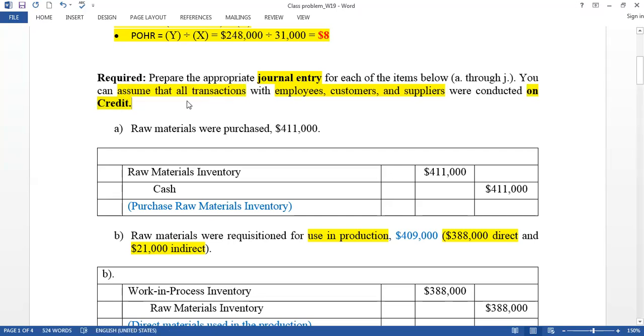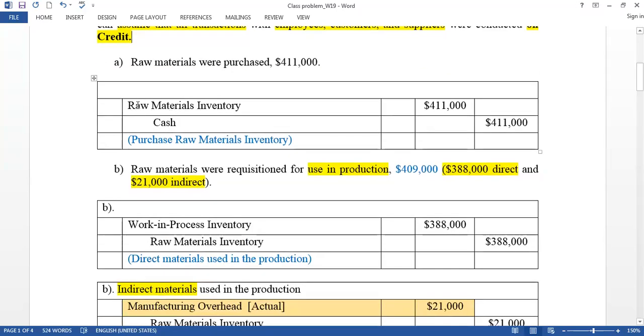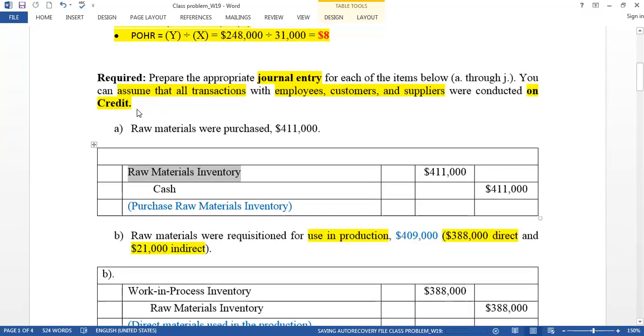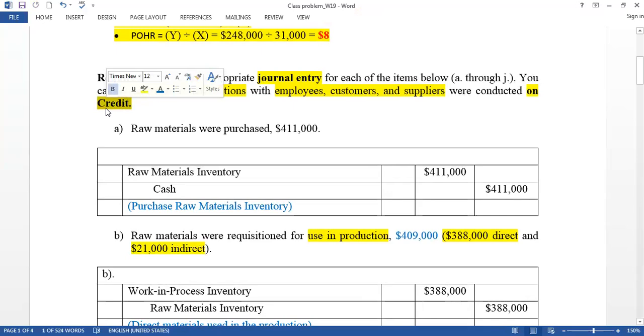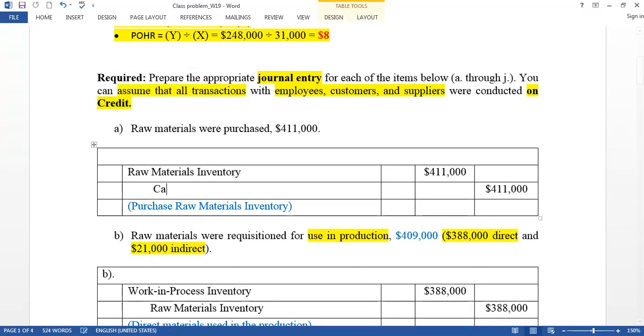What is the change? First change here. You buy raw materials on credit. What is the meaning of on credit? On credit means you have not yet paid cash, right? So the change is here. Buy raw materials debit, then accounts payable credit.